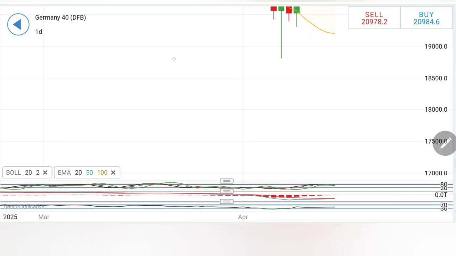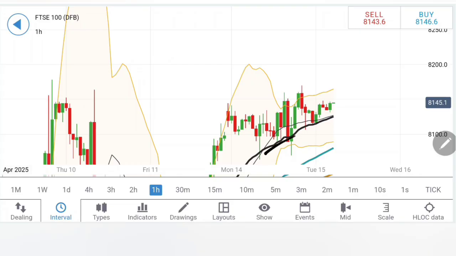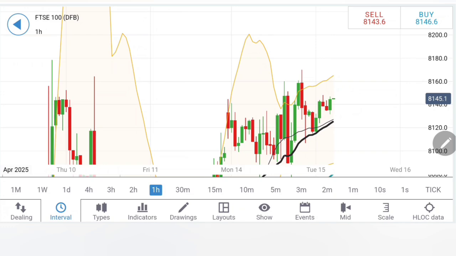Let's move to UK 100. UK 100 is taking the support, trying to bounce back, trying to rise. This is how it has been trading. Once it trades beyond 8160 levels, you can expect it to move towards 8180. And once it trades beyond 8180, it is going to turn tremendously bullish. It is going to move towards 8225, 8250 levels.